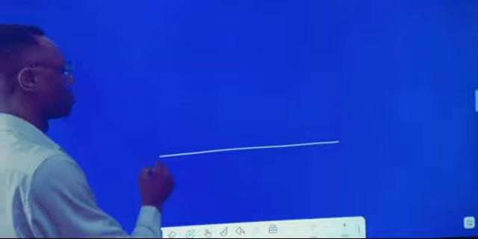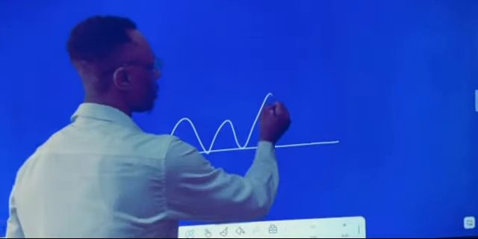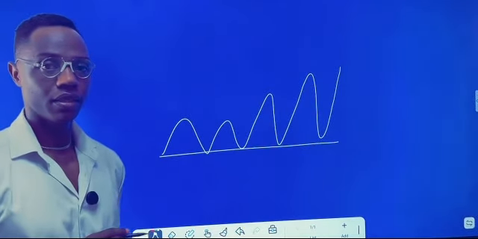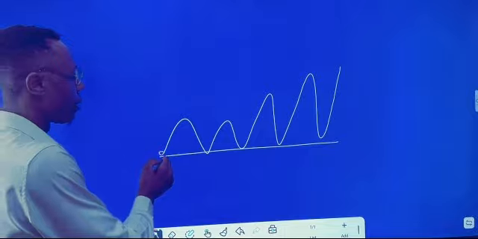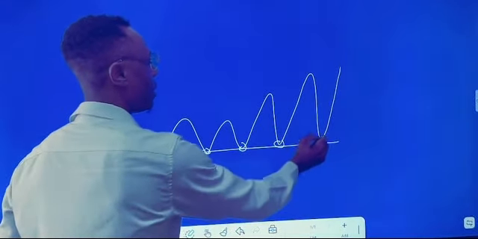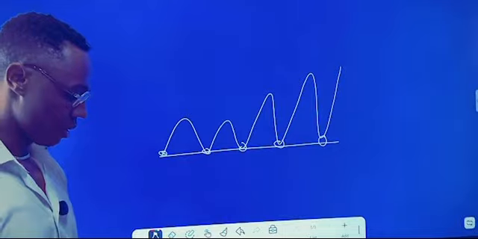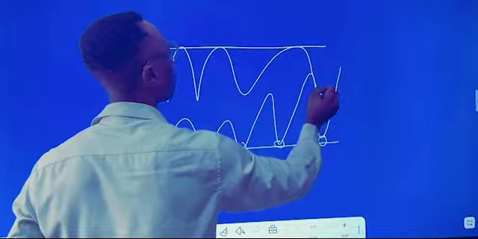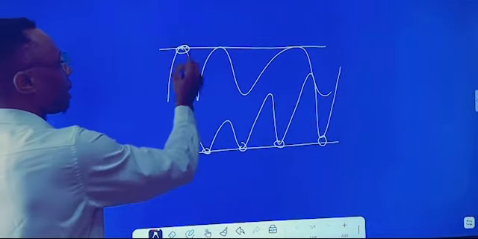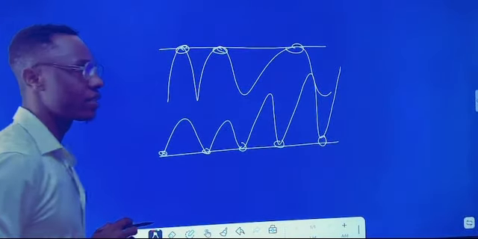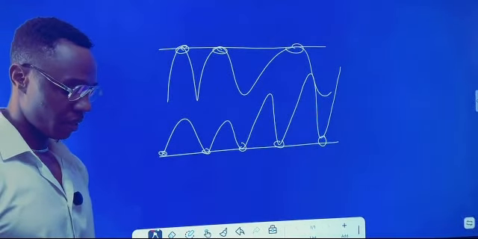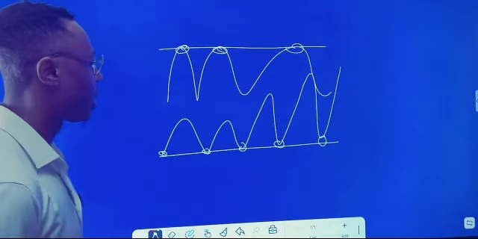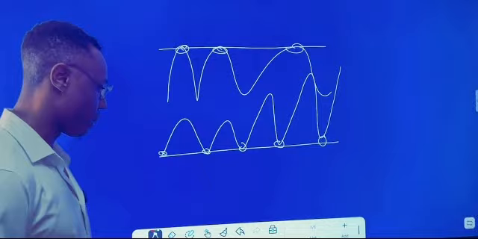Now you can find a support zone in a horizontal level, okay. When the price touches a certain zone in the horizontal level 2 or more times, it is your support zone. And when the price touches a certain zone, the same thing in a horizontal level at the top, it is your what? Resistance zone, all right. This is what we spoke about yesterday. 2 or more times, it is your resistance zone, okay.